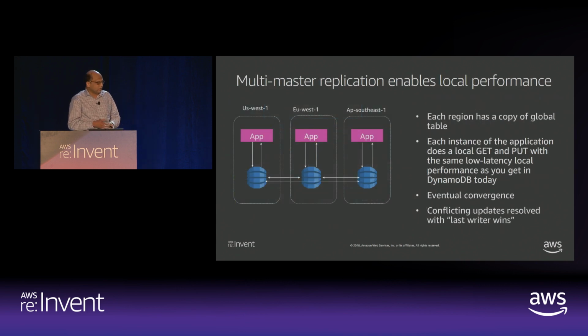Now let's look a little deeper into how multi-master replication enables low latency local performance. In this diagram, I've got 3 replicas of a global table in different regions. And there are applications running in each of these regions. The applications are doing pure local reads and writes to their own regions. You get the same single-digit millisecond response time that you typically get in a DynamoDB table today.